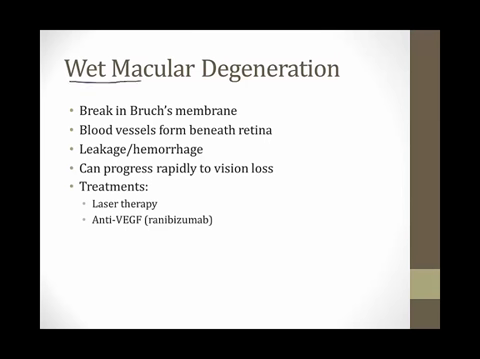In wet macular degeneration, there is a break in Bruch's membrane. This leads to the formation of blood vessels beneath the retina. Those blood vessels can leak and hemorrhage, and this can progress rapidly to vision loss. And wet macular degeneration can be treated with some of the same therapies that are used for proliferative diabetic retinopathy, including laser therapy and also anti-VEGF injections like ranibizumab into the eye.